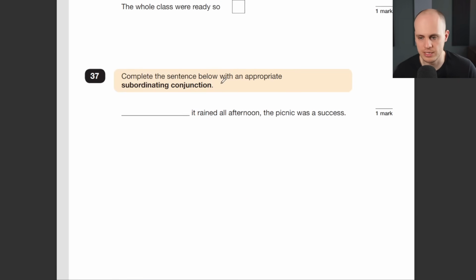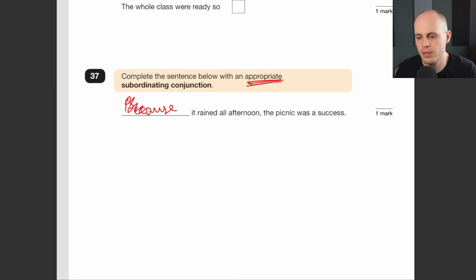Let's move on. Number 37. Complete the sentence below with an appropriate subordinating conjunction. Again, back with the subordinating conjunctions. So remember, we want a conjunction that can start a sentence to start this subordinate clause. Now, the best bit about this one is if you just dive in and go, oh, I know some subordinating conjunctions, let's just put because, that will do, move on, then you won't get the mark because it doesn't actually make sense. It needs to be appropriate, which in other words means it makes sense in the sentence.